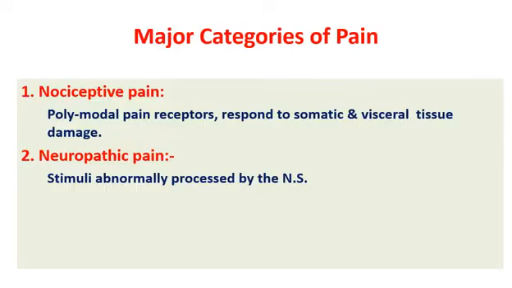There are two major types of pain. One of them is nociceptive pain, which is related to the activation of polymodal pain receptors, and this could be somatic, for example in the skin, muscles, soft tissues like the joints, or visceral tissue damage like the internal organs. And the other type is neuropathic pain. Neuropathic pain is usually related to direct injury to the nervous system, to a nerve that will modulate or that will give a sensation similar to the sensation of direct injury to the tissue.